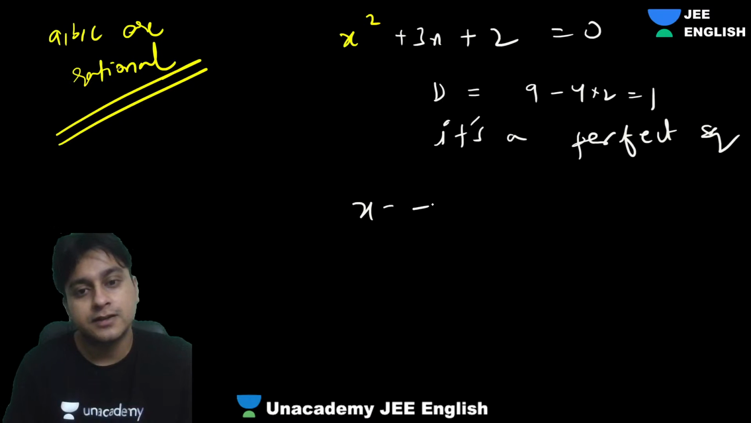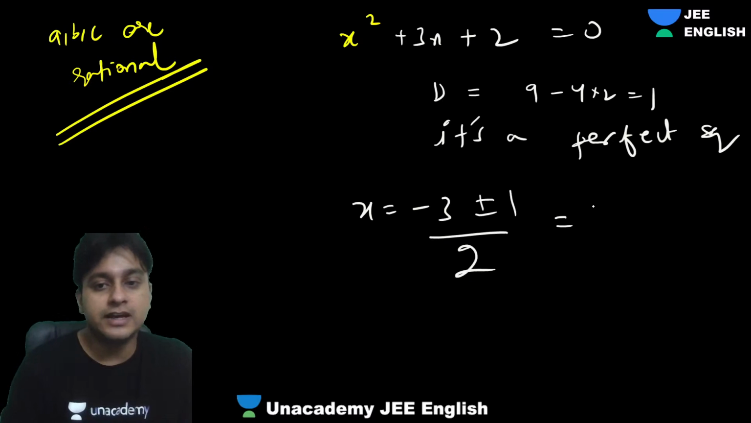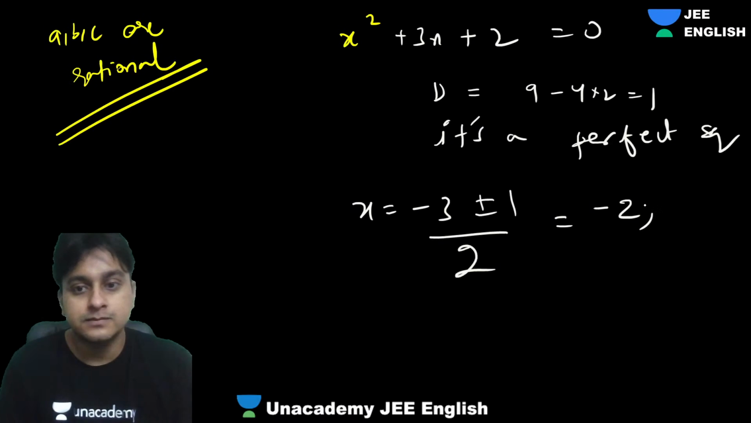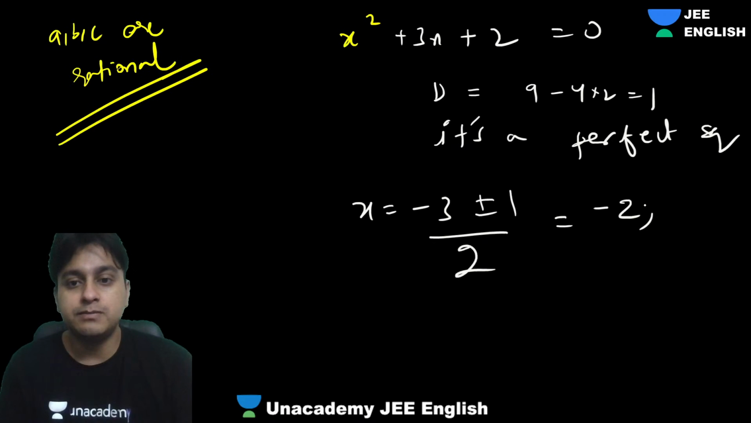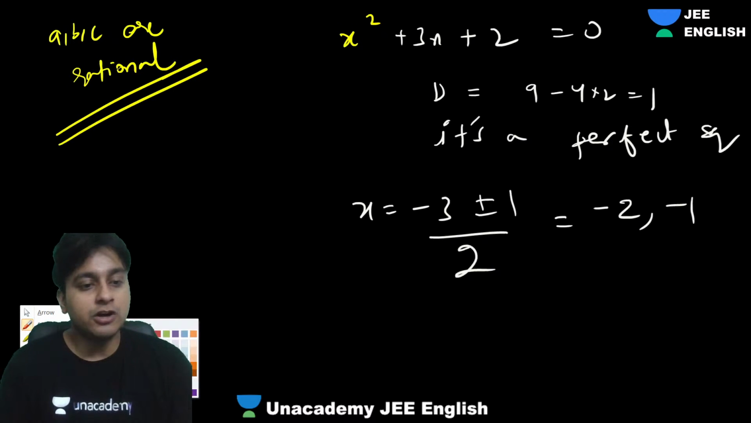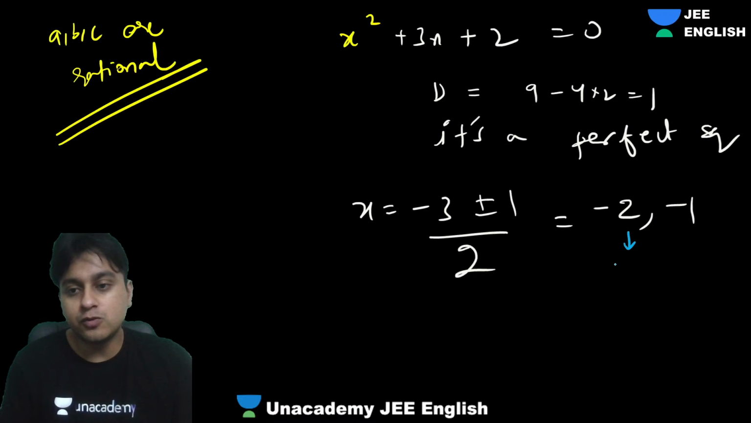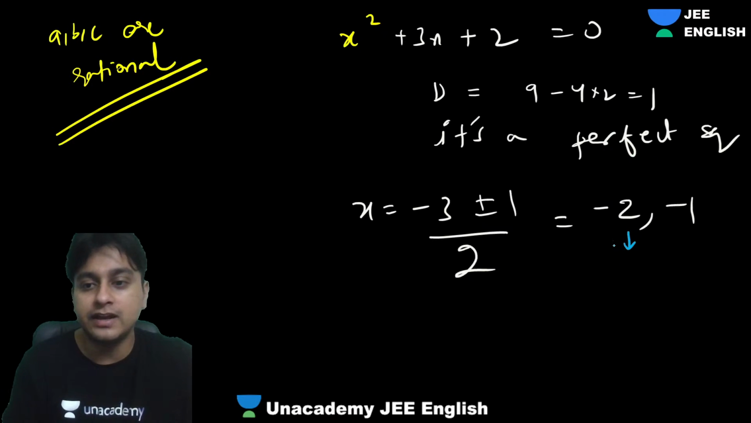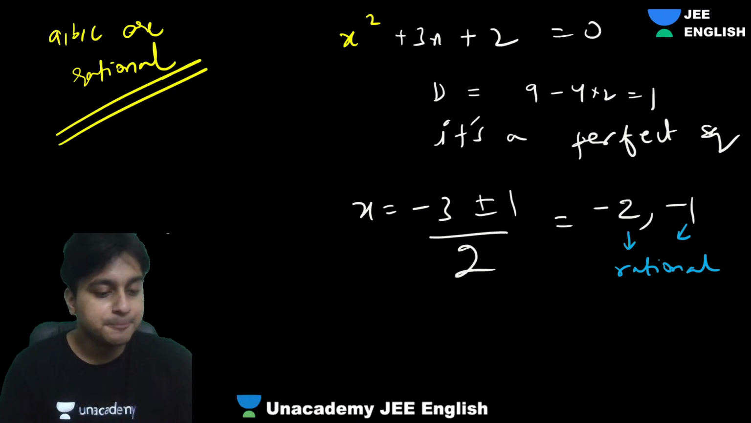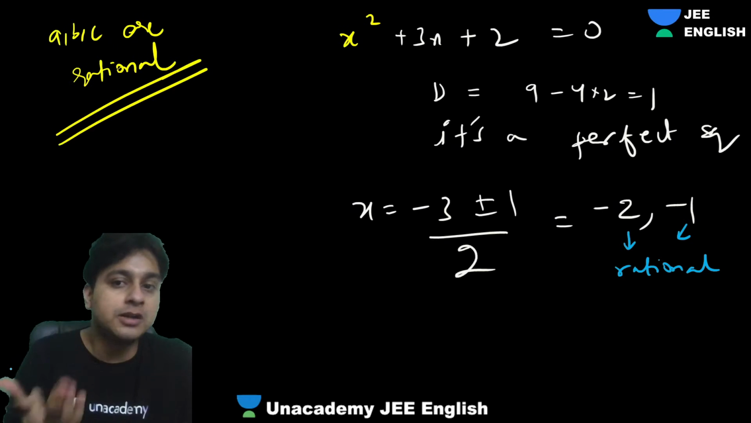What will be your x? Minus 3 plus minus root D, by 2. So what are we getting, guys? We are getting roots as x equals minus 2 or minus 1, isn't it? So then we have no issues. Both are what? Obviously, guys, rational numbers. If the discriminant is a perfect square, both the roots will also be rational. Right? But let's suppose the discriminant is not a perfect square.